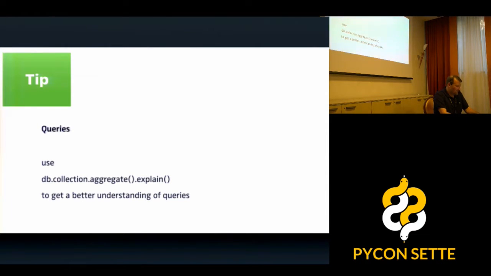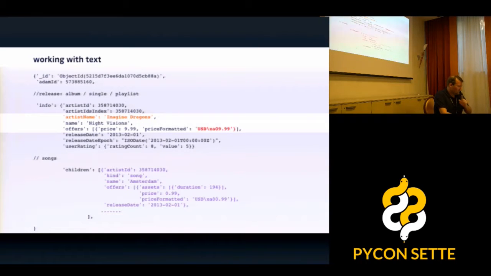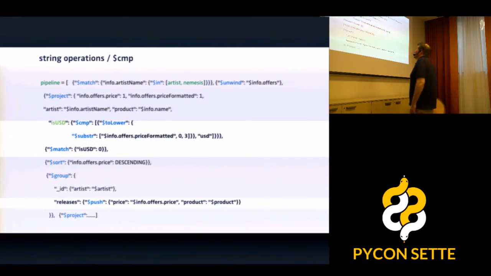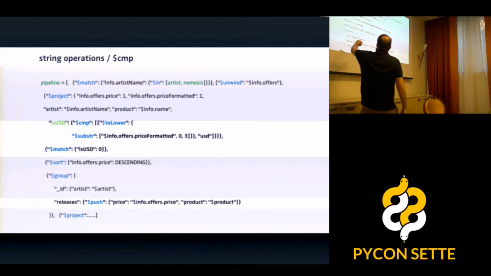So I have to speed up a little bit. Now we're going to work with text. The question is, can we work with something like this? Really ugly, price formatted: dollars, non-breaking space, number, but stored as a string, and from an outside source. Can we work with something like that? And of course we can. It's getting a little bit more complicated.